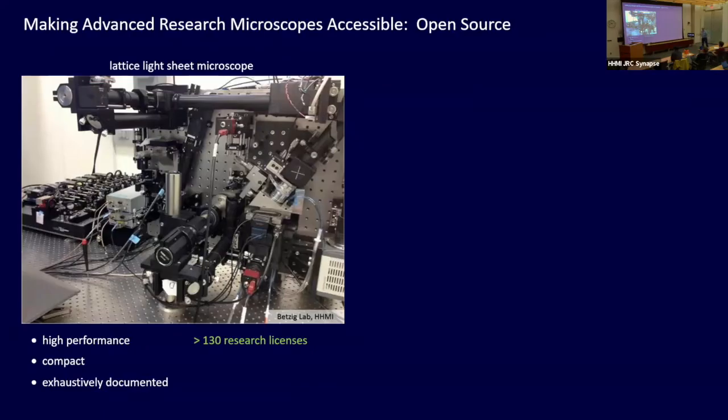Dan there has done the lion's share of the work of all of this documentation, and we have a Google group where you can go in and Dan answers their questions and so forth. So roughly over 130 research licenses have been given out on the basis of this microscope. Probably, I would venture to say, of that, maybe 40 scopes were built. I'd guess maybe 15 are still in use. So that's pretty pathetic for the amount of effort that went into it.